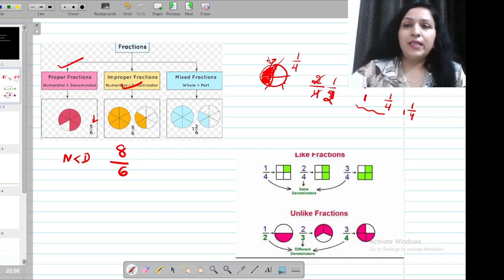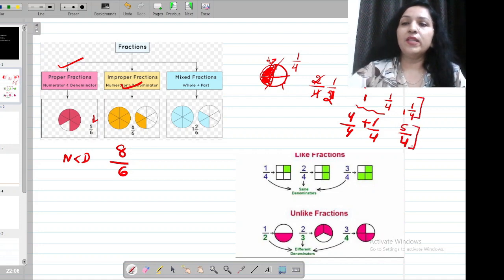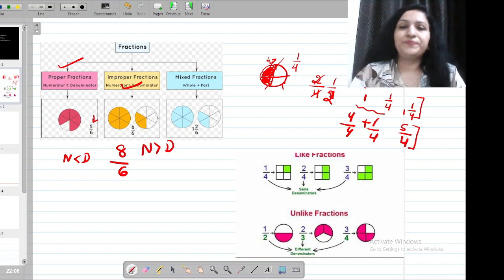आप देखो, in this particular picture, I have taken 4 parts out of 4. In this particular picture, I have taken one part out of 4. So total, how many parts have I taken? 4 is the common denominator. 4 plus 1 is 5. So I can either write in this form or in this form. Both are same. Okay? So when the numerator is greater than denominator, it is improper. And another way of writing improper fraction is the mixed fraction.